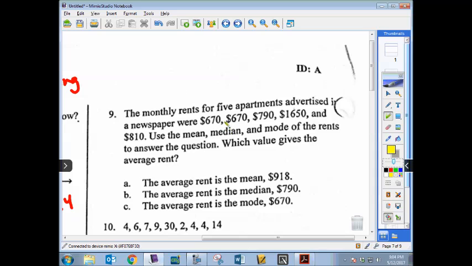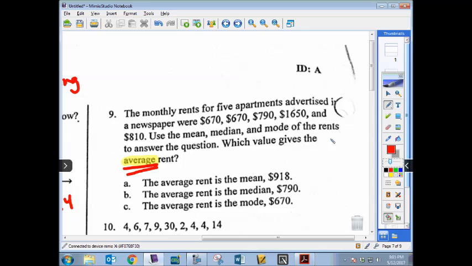The monthly rent for 5 apartments advertised in a newspaper were $670, $670, $790, $1,650, and $810. Use mean, median, and mode of the rents to answer the question. Which of those values gives the average rent? There's your key word right there. It makes it very, very obvious.